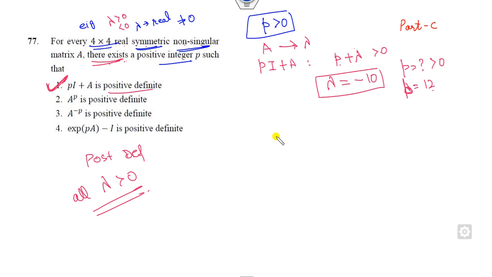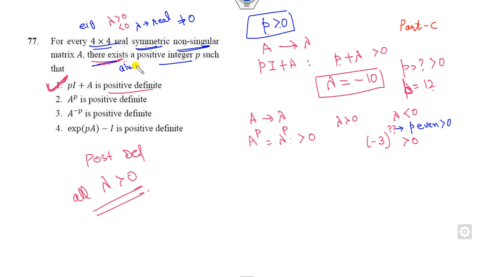Right answer is here. If A has the eigenvalue lambda, what is the eigenvalue of A raised to power P? Lambda raised to power P. So again, if lambda is positive, P is already positive, so this number is greater than 0. If lambda is negative, say minus 3, can you find the value of P so that it will be greater than 0? Yes, you can do that. If I take P as an even number which is greater than 0, so again you can find the P, because if there is the word always, then it will be cancelled out. But here there exists, so this option is also correct.